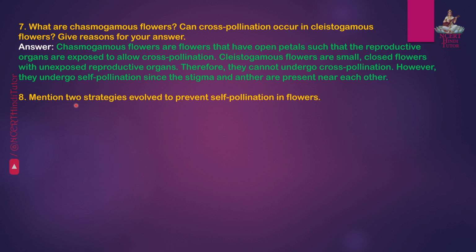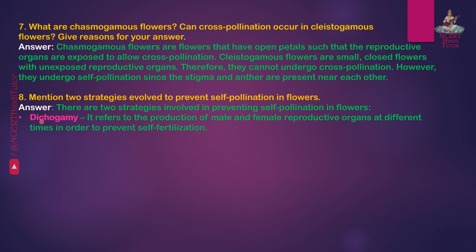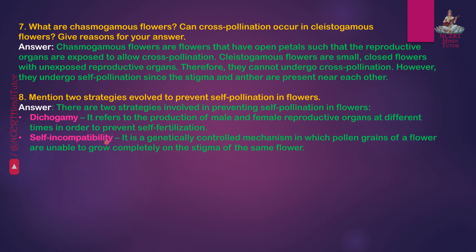Question 8. Mention 2 strategies evolved to prevent self-pollination in flowers. Answer. There are 2 strategies involved in preventing self-pollination in flowers. First, dichogamy. It refers to the production of male and female reproductive organs at different times in order to prevent self-fertilization. Second, self-incompatibility. It is a genetically controlled mechanism in which pollen grains of a flower are unable to grow completely on the stigma of the same flower.